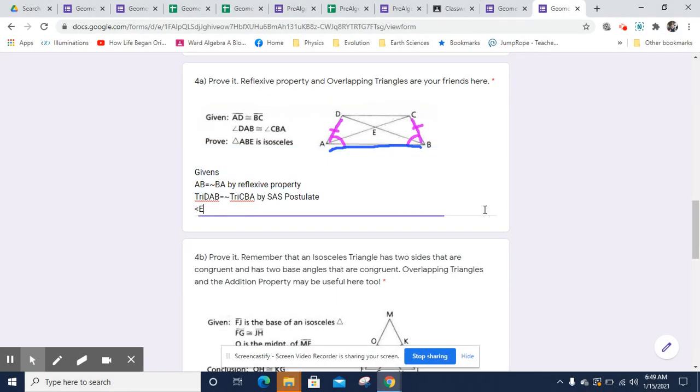Oh my goodness, my battery is running low, and that is strange. I'm going to have to pause the video and take care of that. Okay, I'm back and I have electricity.